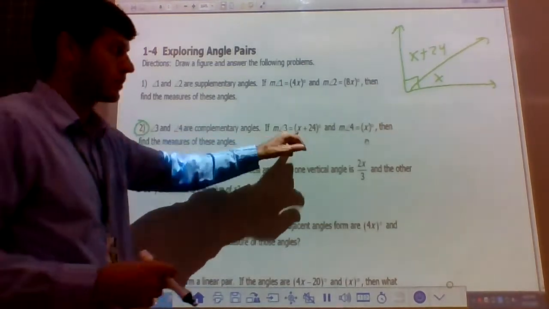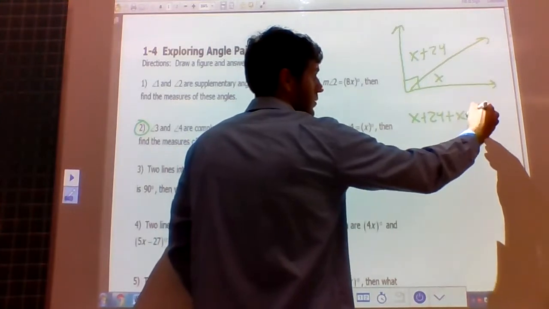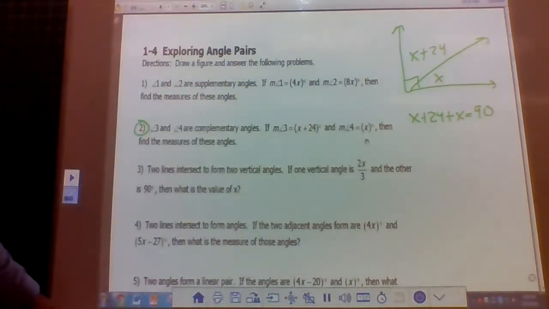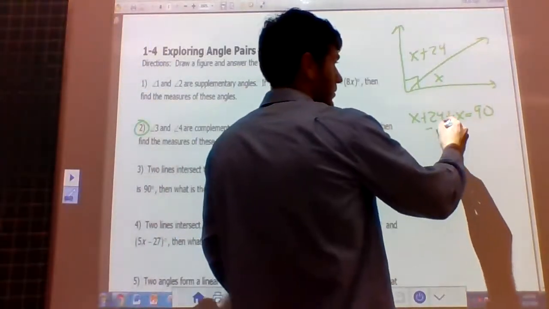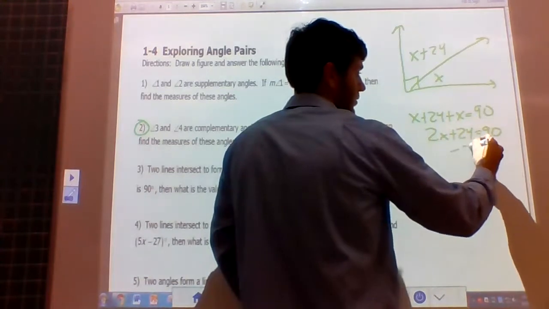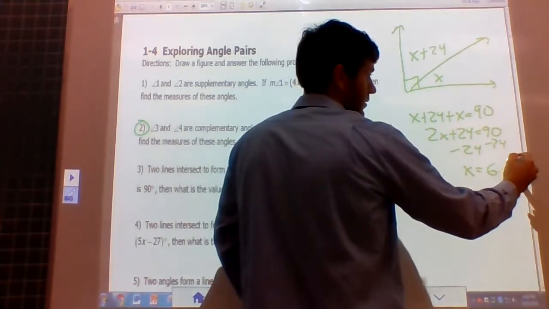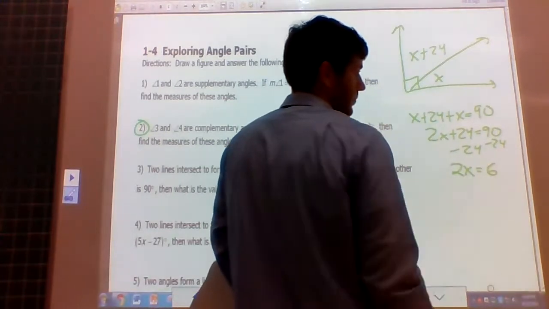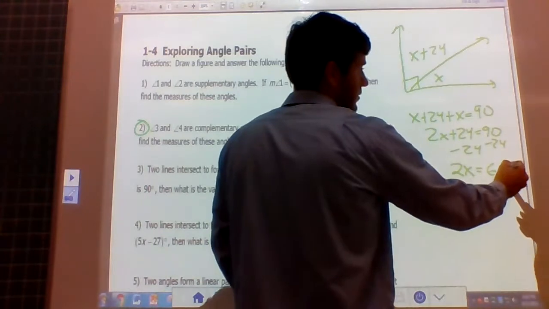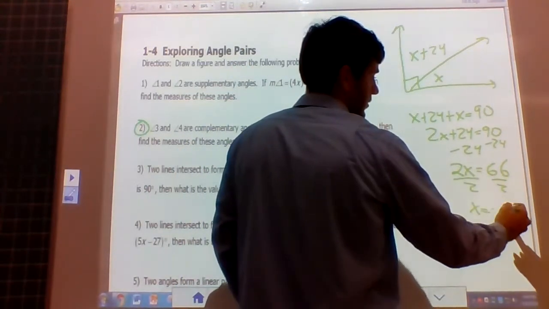So we're going to get x plus 24 plus x equals 90. Okay, so that's 2x plus 24. Subtract 24. 2x is going to be 66. We divide by 2. We get x equals 33.